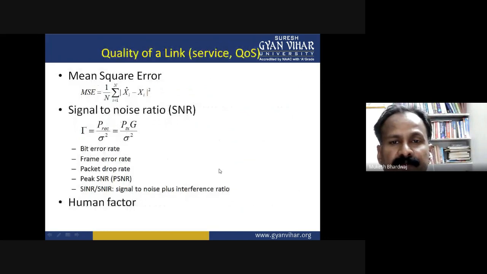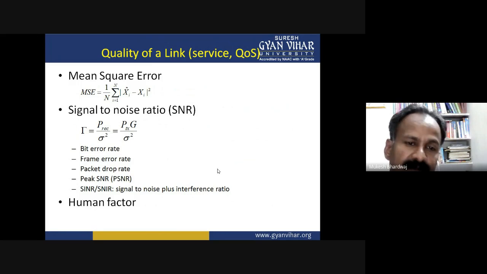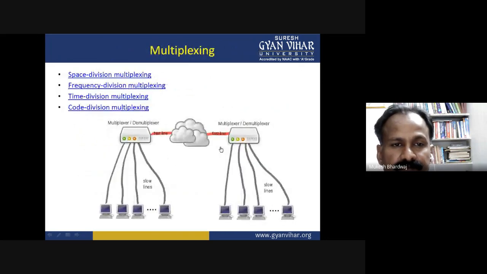Quality of link, that is quality of services. Mean square error, and the measures to be used: signal to noise ratio SNR, bit rate, bit error rate, frame error rate, packet drop rate, peak signal to noise ratio, SINR, SNIR, signal to noise plus interference ratio, or human factor.